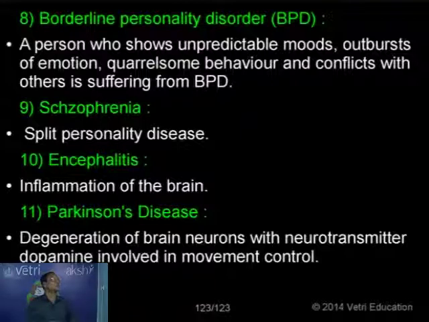So these are some of the things related to the nervous system. If you have any doubt, go through the topics I mentioned. With this I conclude the nervous system. Let's proceed to the next part, sensory perception and processing.